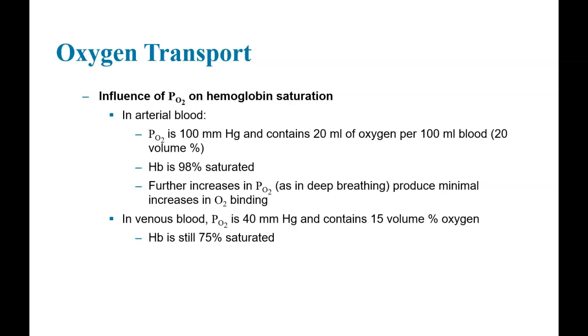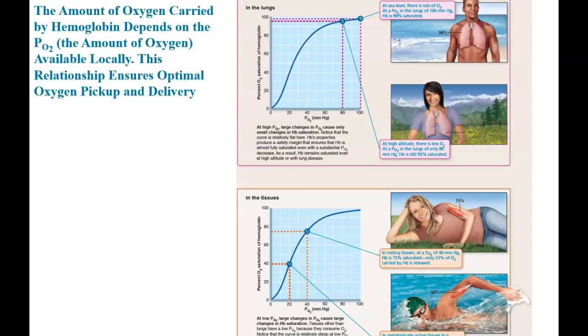And in venous blood, the partial pressure of oxygen is going to be 40 millimeters of mercury. And here the hemoglobin is going to be 75% saturated. So here's the S-shaped curve on the graph that shows the amount of oxygen that's carried by hemoglobin and how it depends on the partial pressure of oxygen. Because depending on whether it's a high or a low partial pressure of oxygen, that could dramatically change the percent of the oxygen saturation of hemoglobin.